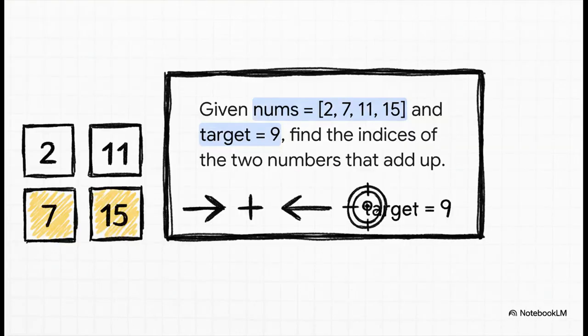All right, here is our challenge. We've got a list of numbers, and we've got a target number, in this case, 9. The mission is simple. Find which two numbers in that list add up to our target. Now, you and I can see it's 2 and 7, right? But the real question is, how do we teach a computer to figure that out efficiently?